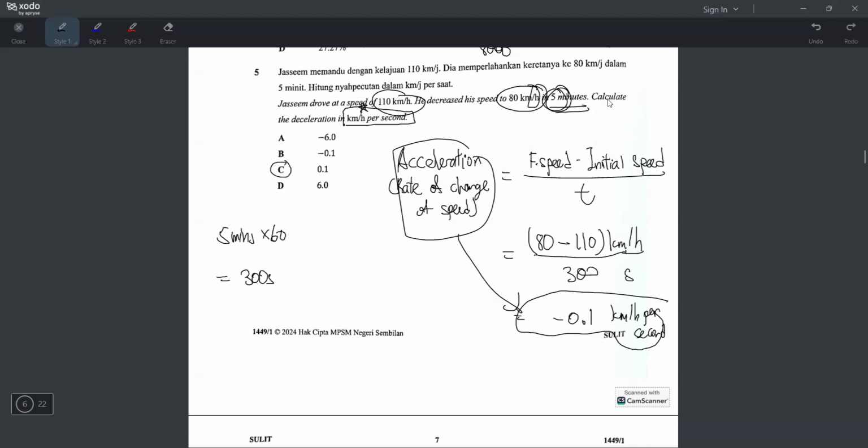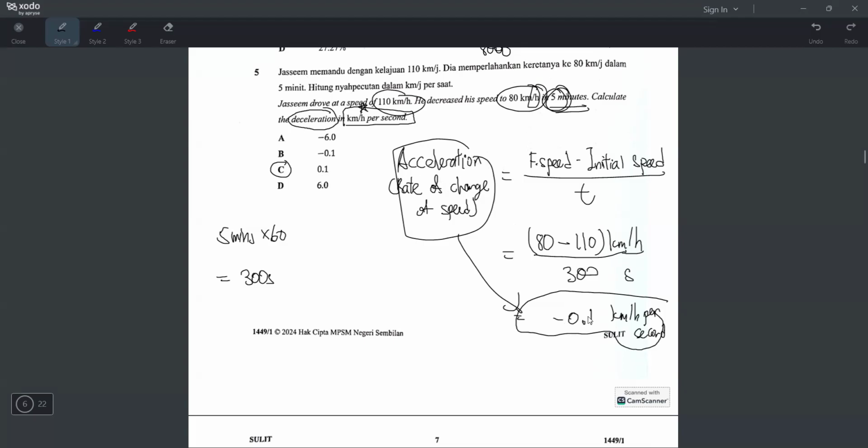Let me tell you why. The question never asked you to find acceleration. The question asked you to find deceleration. Deceleration already indicates negative. If you say the word deceleration, it's already saying that the speed is decreasing. So the deceleration is 0.1, not negative 0.1.